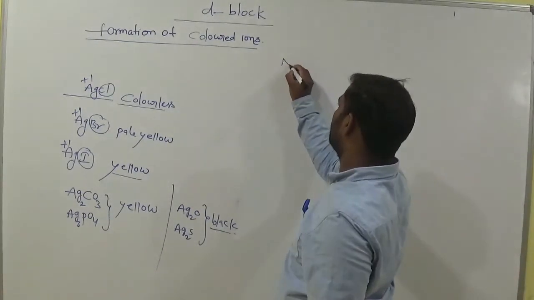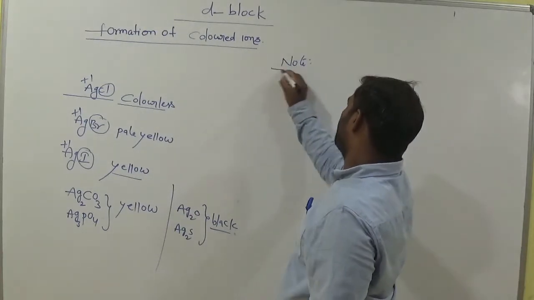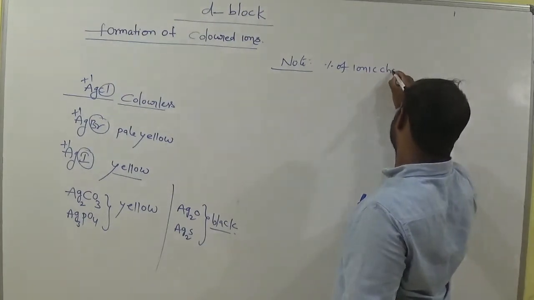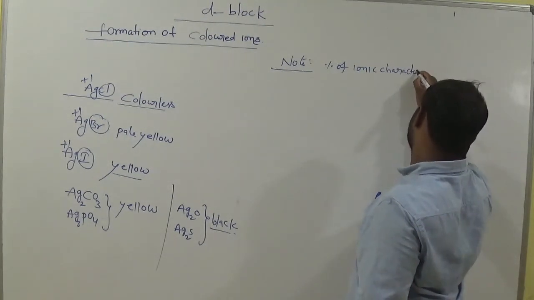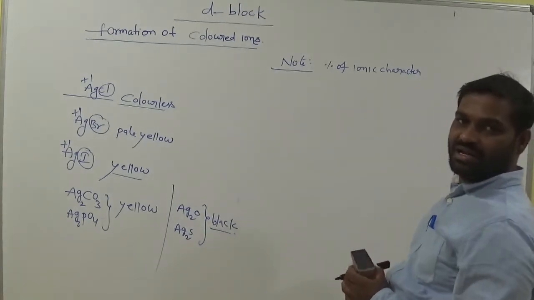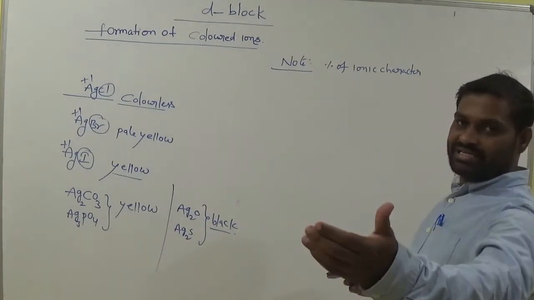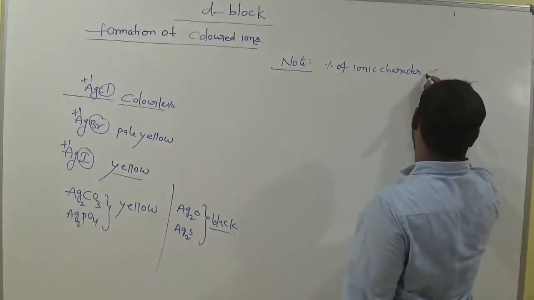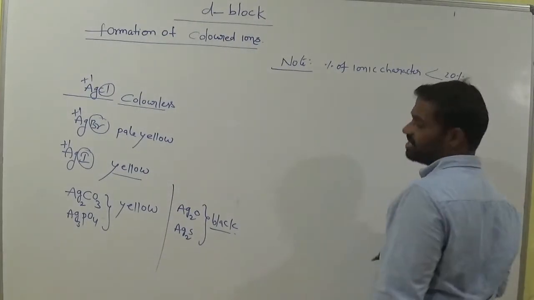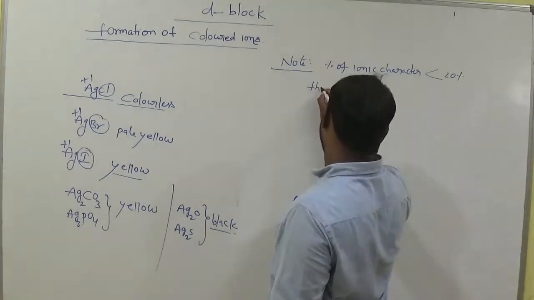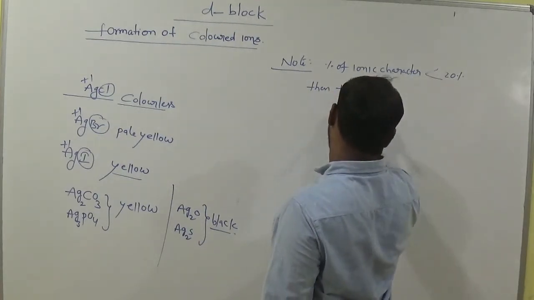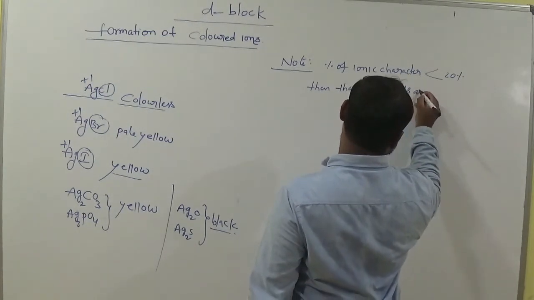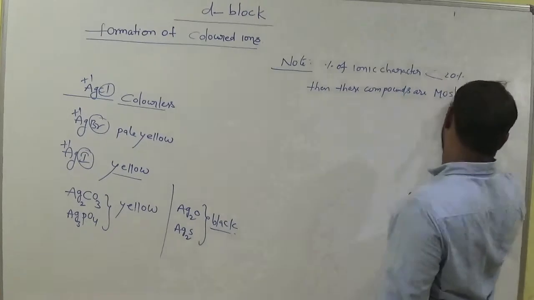Note here, percent of ionic character. Ionic character means how easily a compound forms ions, or polarizing power. If the percent of ionic character is less than 20%, then those compounds are mostly colored.